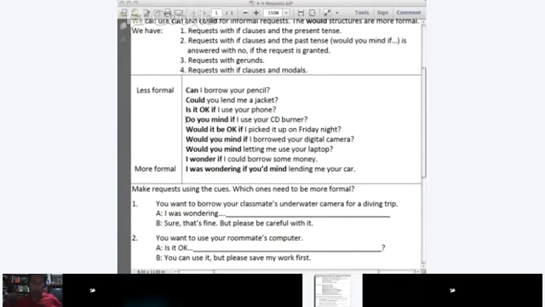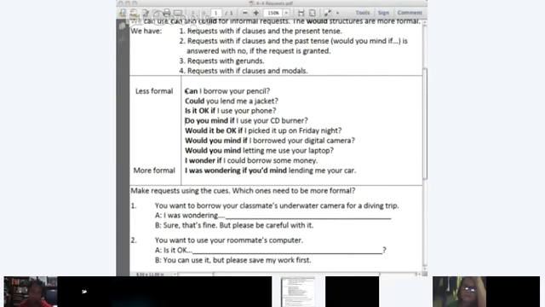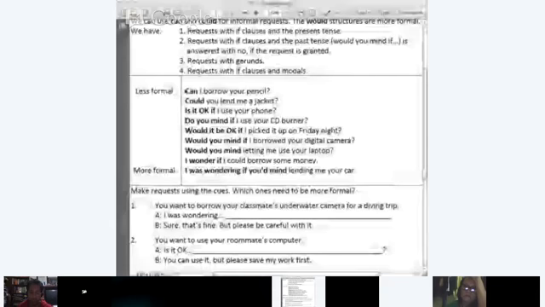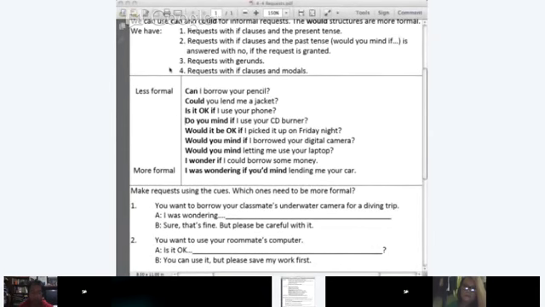Wonderful. Okay. So these requests go from the least formal to the most formal. These are all asking people for favors, actually. So asking people to borrow things, or mostly asking people if you can borrow something from them, or if they can lend you something. Okay. And so let's look at each question individually and see which one corresponds with which of these categories above, the categories 1 through 4, the different types of requests.